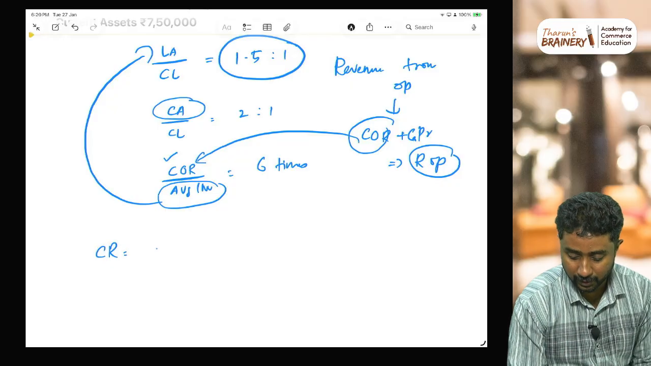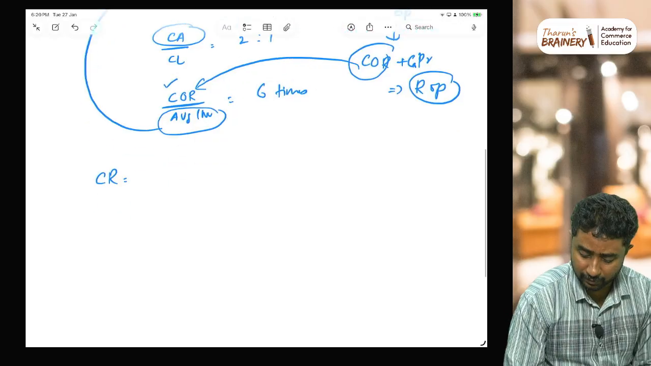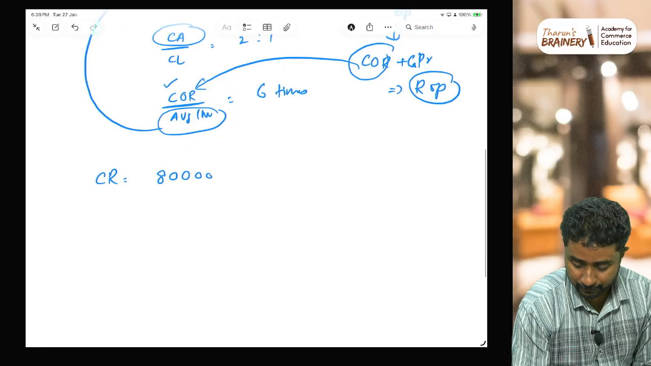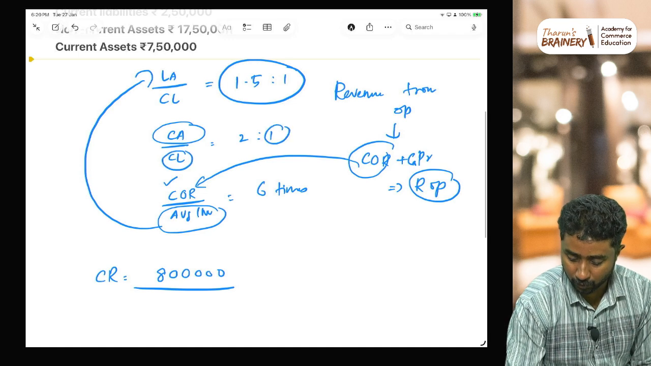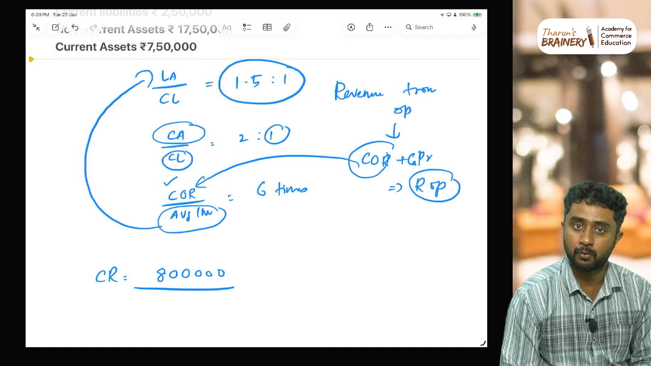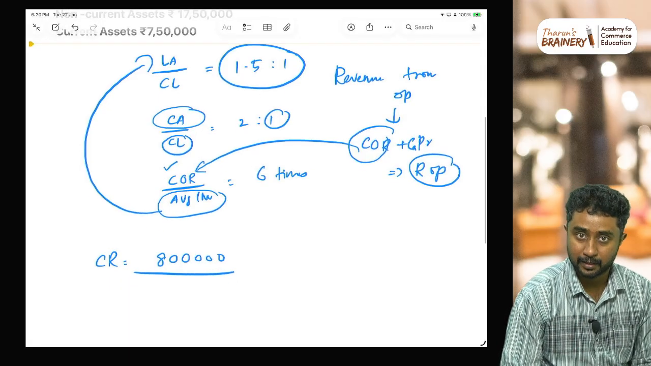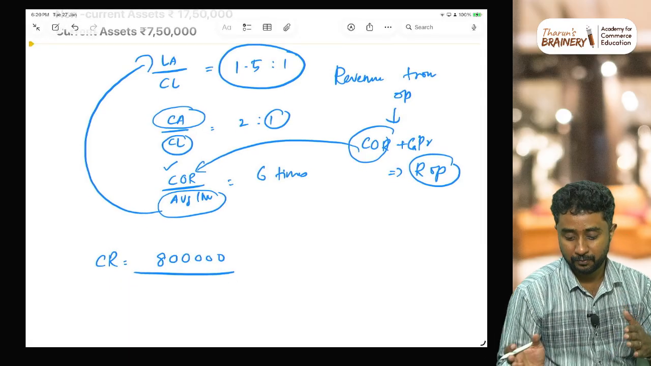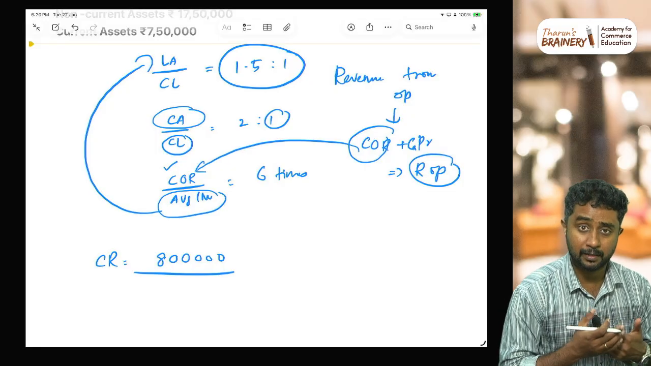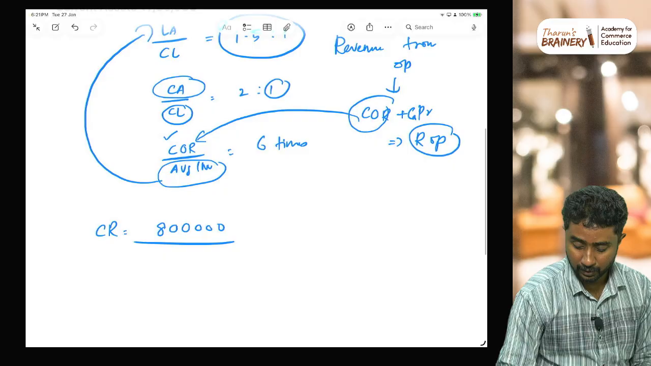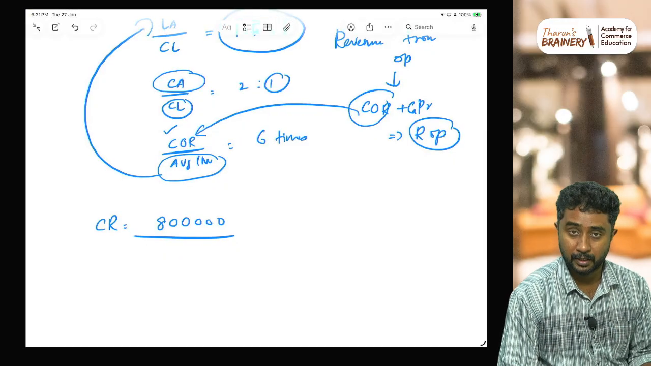Current ratio equals current asset divided by current liabilities. Current asset is given here as 8 lakhs, divided by current liability. We know that if current liability is 1, current asset is 2 times 1. That means this 8 lakh is 2 times the current liability. We can say like that, right? 2 is to 1 means what? If current asset is 2, then current liability is 1, meaning current asset is double that of current liabilities. So here, if current liability is 1, current asset is 2 times that.